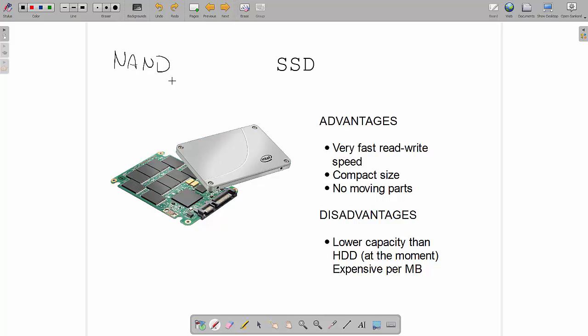They're compact in size. They're very small because you don't have to have these platters, these disks built on top of each other, and you don't have to have a moving arm. There are no moving parts, so you can put them in something that moves around and there's no problem with that. The disadvantage is that at the moment, and this is very important, they have a lower storage capacity than hard disk drives. If you watch this video in 10 years time, all this will probably be irrelevant because I'm sure that these will overtake anything that we got with hard disk drives. But at the moment, they have a lower storage capacity and they are much more expensive per megabyte.